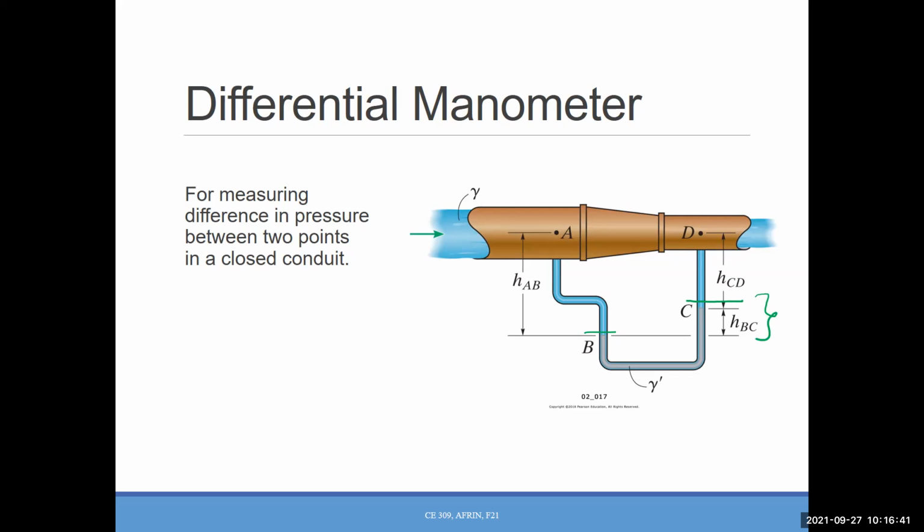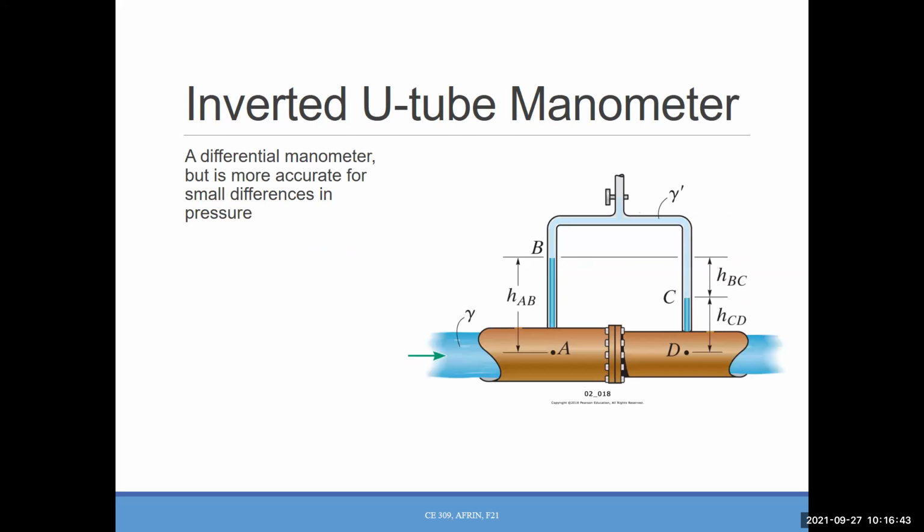Another differential manometer is the inverted U-tube manometer. So this one is just the inverted view. And again, it is very good to measure a small difference in pressure. Okay. So here, even if that h is very small, this manometer can be used for that measurement.